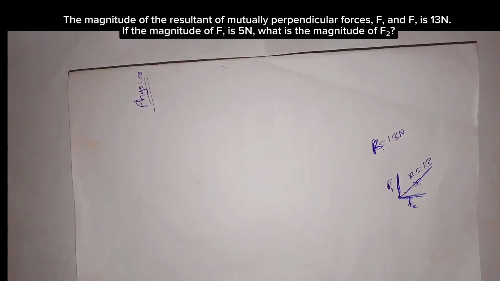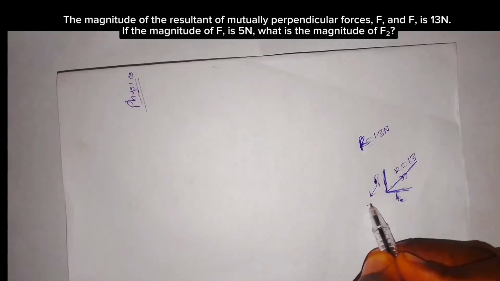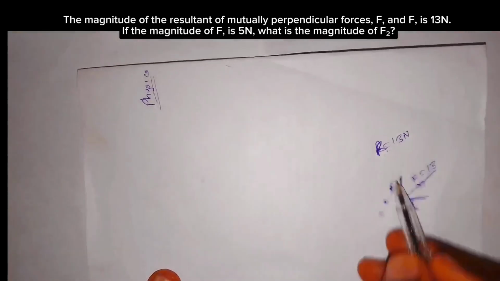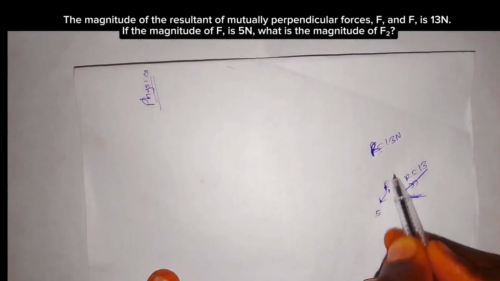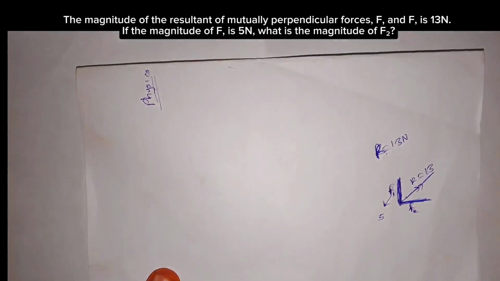So let's continue. If the magnitude of F1 is 5, then what is the magnitude of F2? This question is so easy as well. This question is coming from perpendicular vector. How do I know that? Because in the question it was mentioned that the two forces F1 and F2 are perpendicular to each other.